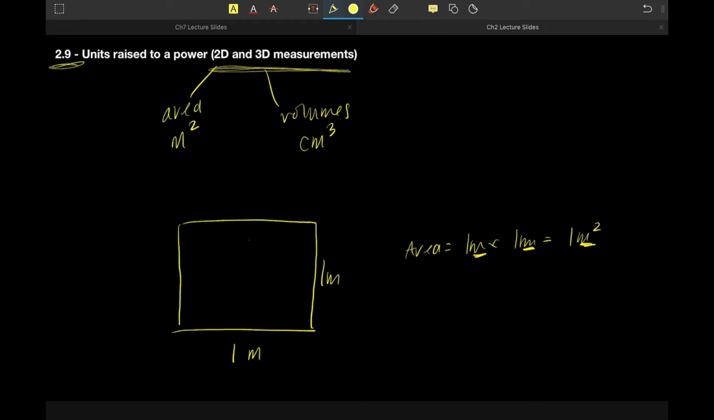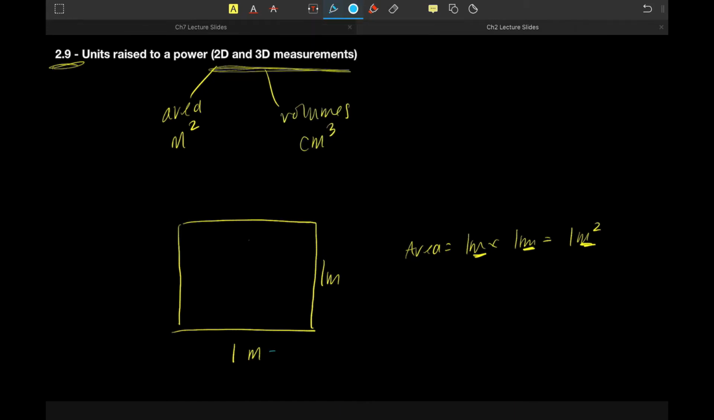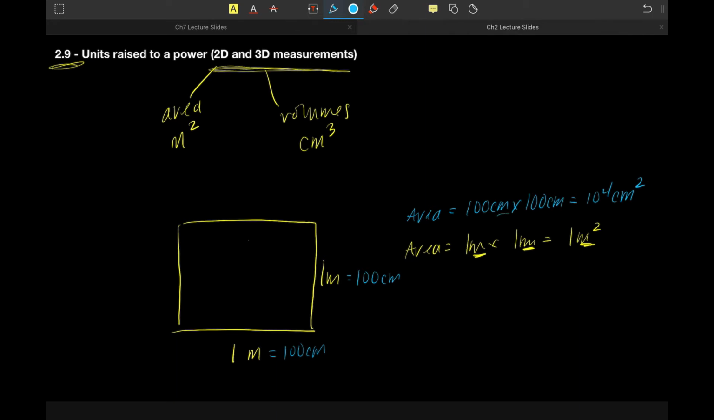But let's say, as a point of reference, now we are going to talk about centimeters. This is equal to 100 centimeters. This is also equal to 100 centimeters. So if I wanted to do this area in centimeters, it would be 100 centimeters times 100 centimeters, which is equal to what? 10 to the 4th centimeters squared. And 10 to the 4th comes from the fact that we would have 4 zeros if we put all that together.